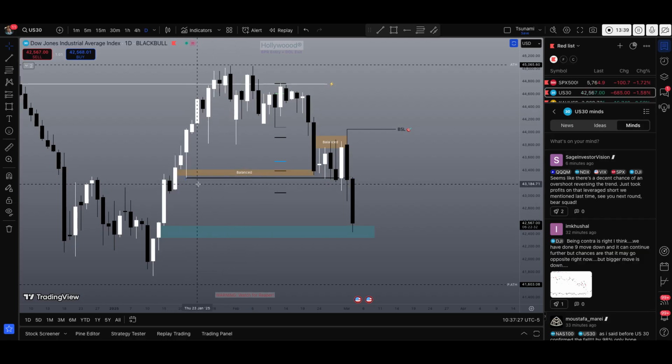So Dow Jones was just not a support. None of this is support, because we closed over this last bar here and never came back. So that is going to be an algorithmic target.